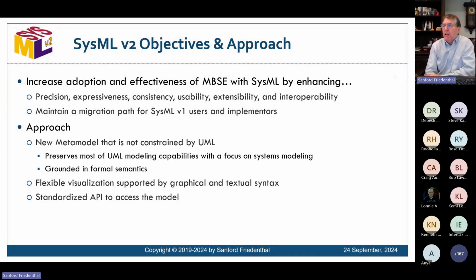A second key element is a more flexible visualization with a flexible view and viewpoint mechanism, and it's supported by both graphical and textual syntax. I'll show you an example of that in a moment. And then the third key element is the notion of a standardized API to access the model from external models and tools, and I'll say a bit more about that.